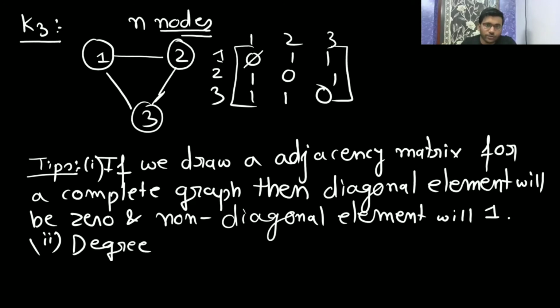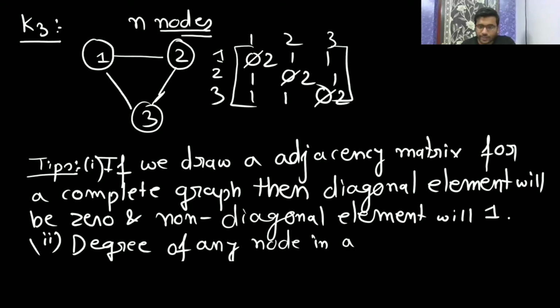What is the degree of 1? 2. The degree of 2 is 2, the degree of 3 is 2, because it is going to connect with all the remaining nodes, and the remaining nodes is n minus 1. So the degree of any node in a complete graph is n minus 1, where n is the number of vertices.